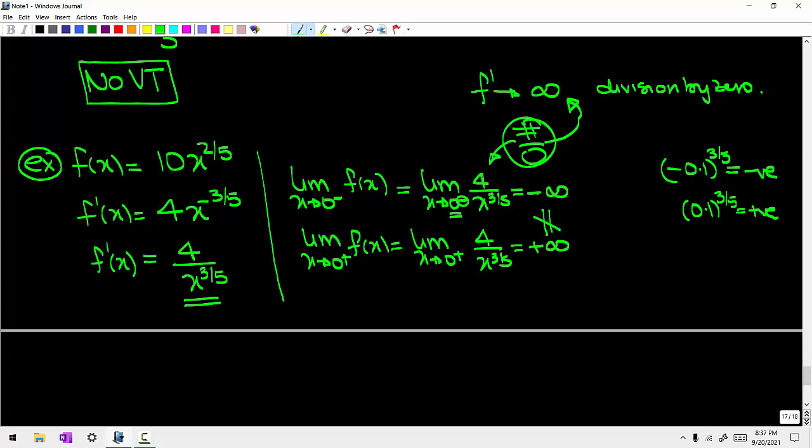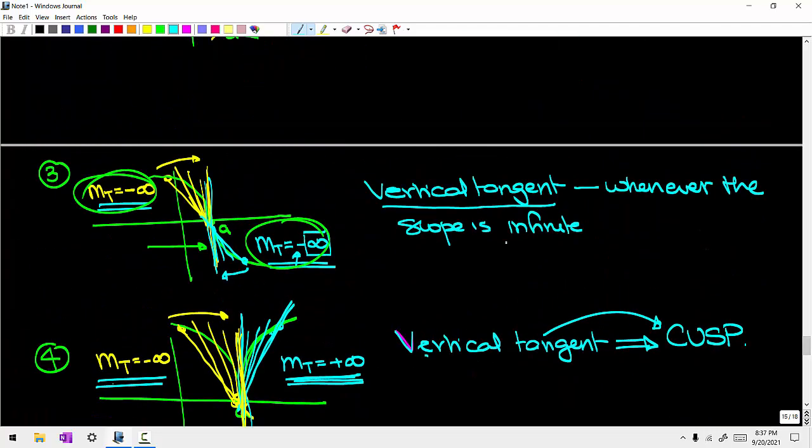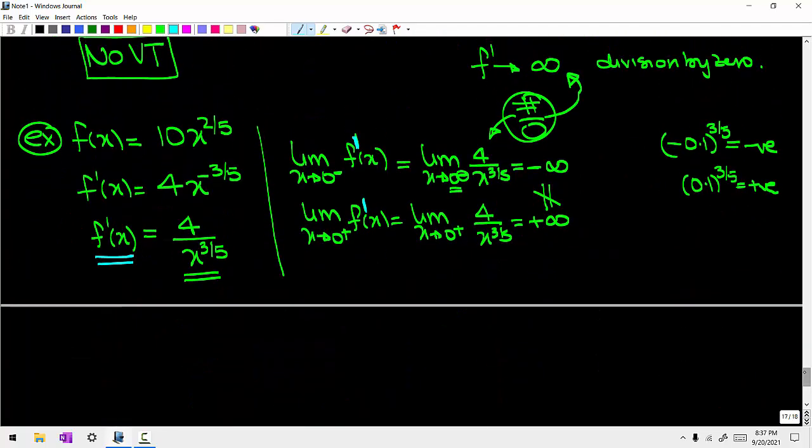Since these are not the same, that doesn't mean the limit does not exist. We're not looking for that. Remember, as soon as one of these derivatives, I should point out derivative. Sorry, make sure you guys do that because we're checking the derivative. Okay, so make sure you put primes there. As soon as one of these derivatives is infinite, then we have a vertical tangent. Okay, so I know we have a vertical tangent, and since these infinites are not the same, this vertical tangent happens to be a cusp. So in this example, we have a vertical tangent which happens to be a cusp. Okay.